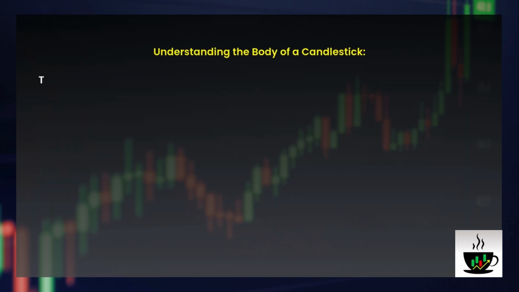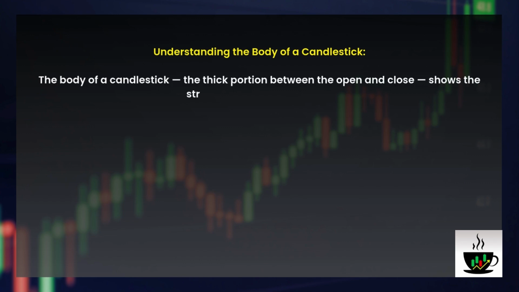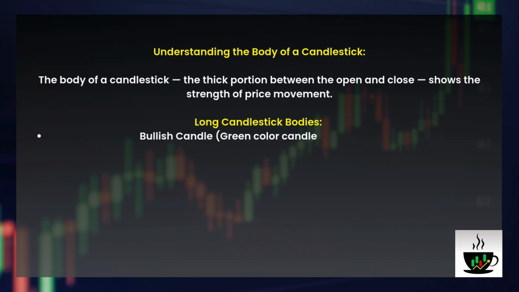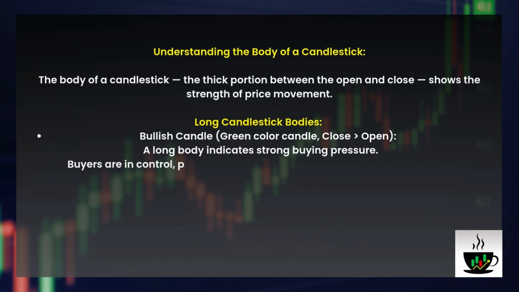Understanding the body of a candlestick. The body of a candlestick, the thick portion between the open and close, shows the strength of price movement. Long candlestick bodies. Bullish candle, green color candle. Close is greater than open. A long body indicates strong buying pressure. Buyers are in control, pushing prices significantly higher during the session.